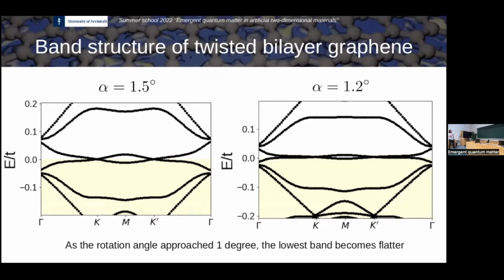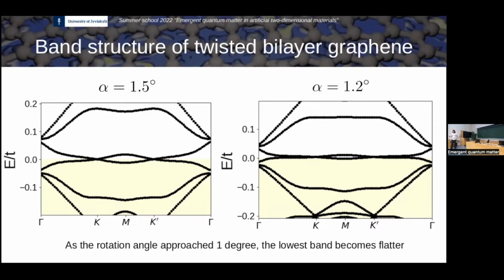And you see that in both cases you have bands that have a relatively small bandwidth, but as you decrease the angle more and more, the bands get a bandwidth that is smaller and smaller. And of course, once you go to a specific angle, they get completely flat. Now, if you take the real values of the interlayer hopping in graphene, what you actually see is that this limit in which the bands become completely flat appears around 1 degree, 1.1 degree, and so forth.